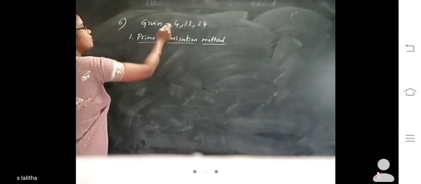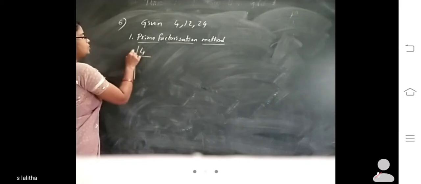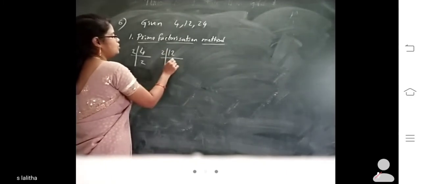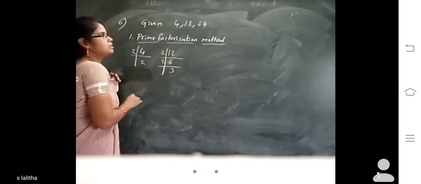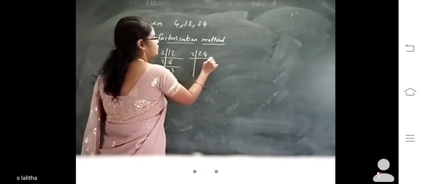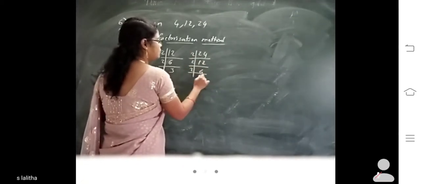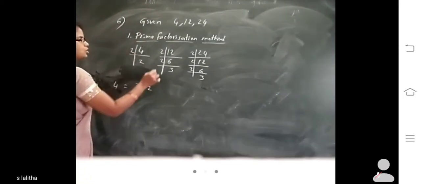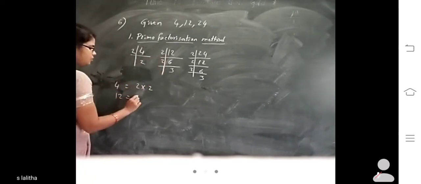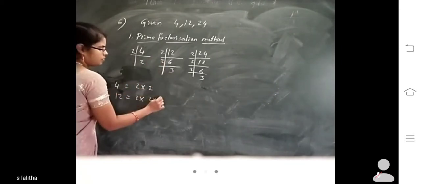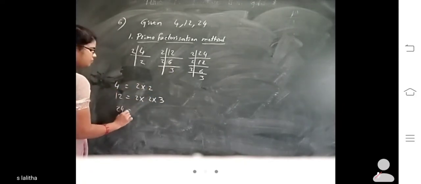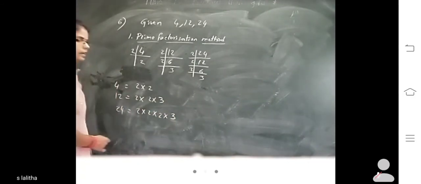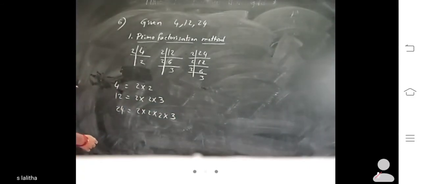First take 4: 2, 2. Next 12: 2 6s are 12, 2 3s are 6. And next 24: 2 12s, 2 6s, 2 3s. Okay. Now find your factors. 4 equals 2 into 2. Next 12 equals 2 into 2 into 3. Next 24 equals 2 into 2 into 2 into 3. Now find the common factors first.